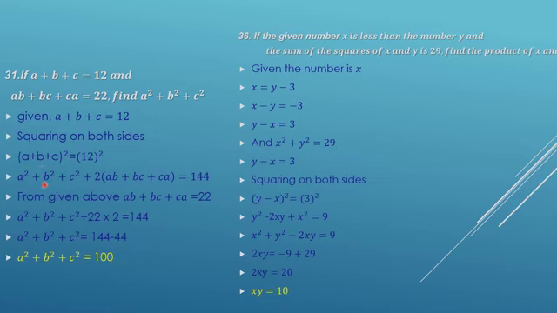Once you apply this and expand, you get a form like this. We have to find the value of a square plus b square plus c square. We know the value of ab plus bc plus ca, which is 22. So 2 into 22 becomes 44. And since we have squared on both sides, this 12 square becomes 144. So a square plus b square plus c square is equal to 144 minus 44. So your answer is this.